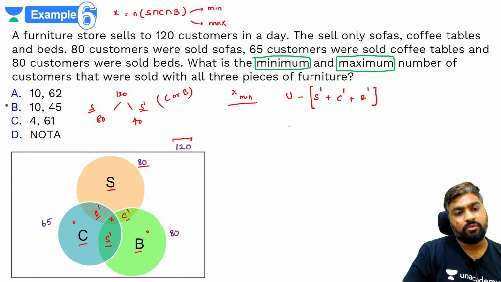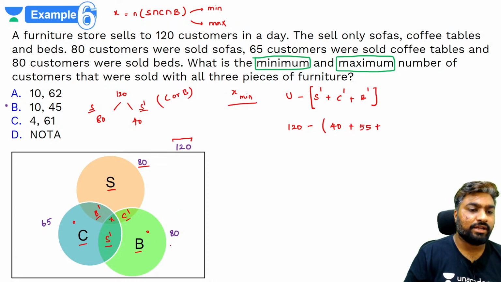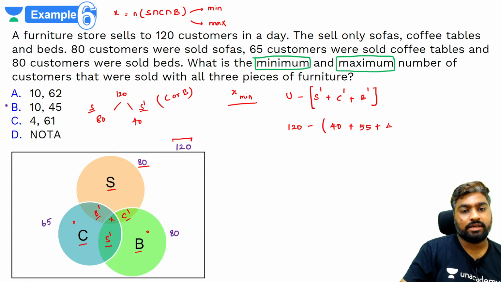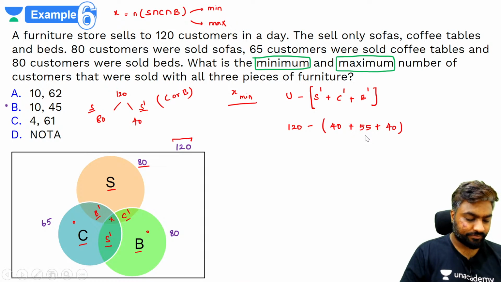So it is going to be what? Universal 120 minus S dash. What is S dash? S dash is 120 minus 80, 40. Same way, C dash is going to be what? 120 minus 65, 55. Plus B dash is going to be what? B dash is going to be 120 minus 80, 40 again. Say yes if you've understood this, guys.